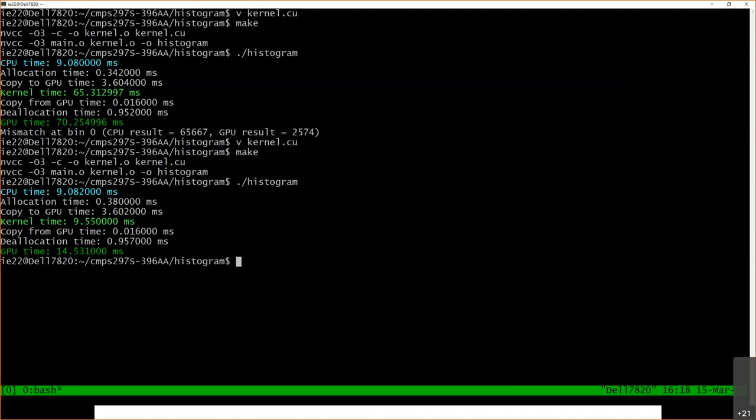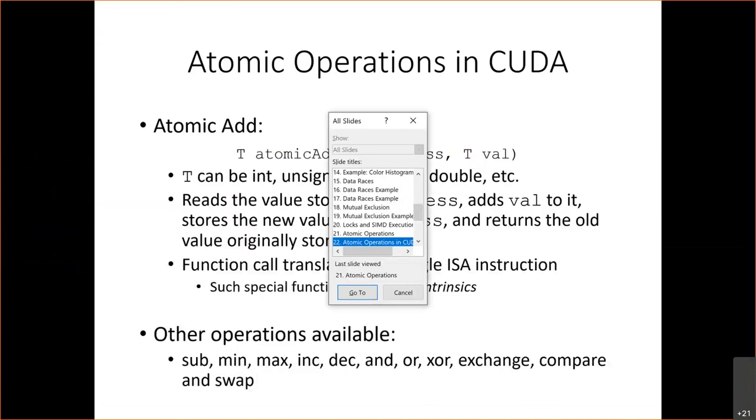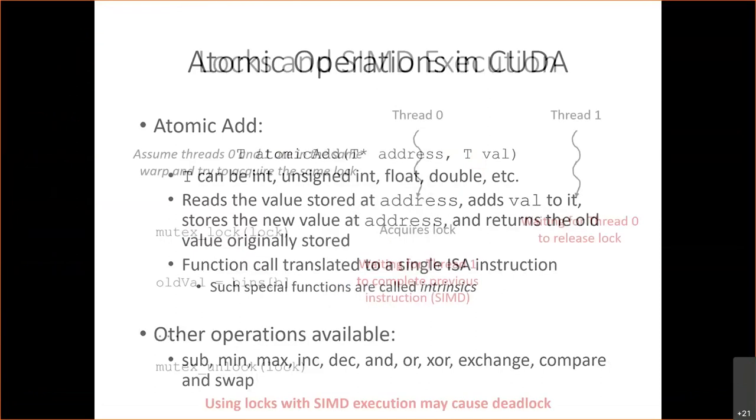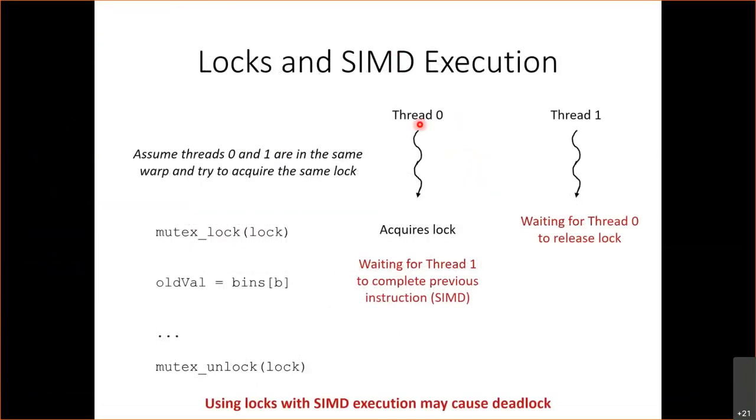It solves our problem because, as we said, warps follow the SIMD model. Warps use the single instruction multiple data model, which means that all threads in the warp execute the same instruction, and then they move on together to execute the next instruction. So our problem was that these threads in the warp, they come and they execute.